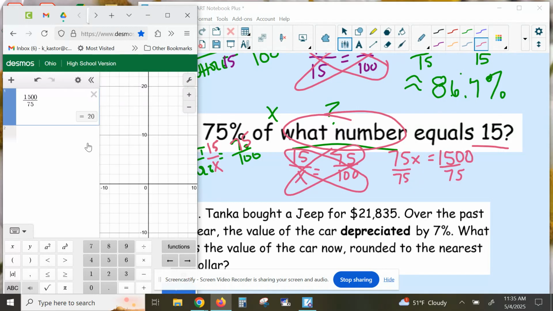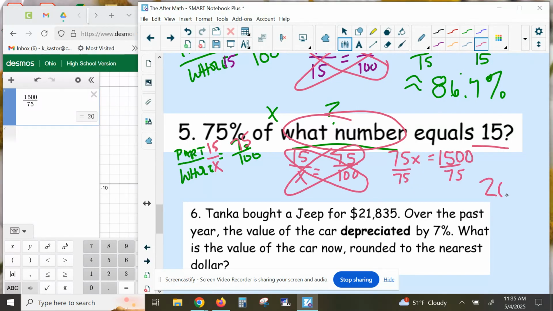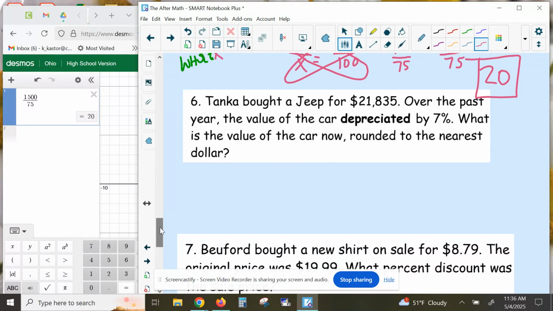So the answer is 20. This is not a percent or anything. It says 75% of what number is 15. So this is saying 75% of 20 is going to give me 15. So if I have a test with 20 questions on it and I get a 75%, that means I got 15 of them right. Okay, number 6.